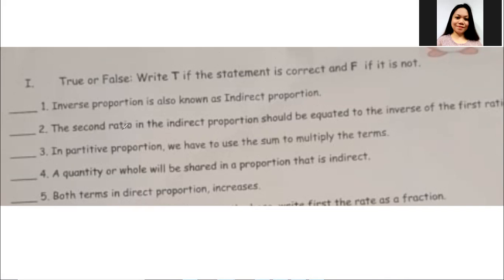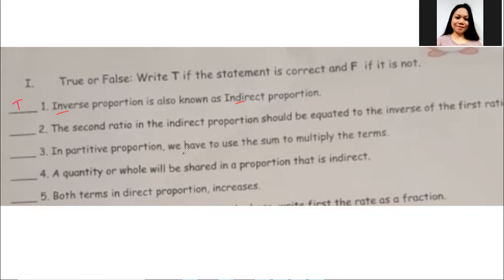All right, so number 1, inverse proportion is also known as the indirect. Yes, this is true. Oh, let's get a different color. So this is true. Indirect and inverse, same thing. The second ratio in an indirect proportion should be equated to the inverse of the first ratio. I'm not so sure what that means. Yeah, I don't know what that means. So yeah, you may have to check with your teacher on that one.